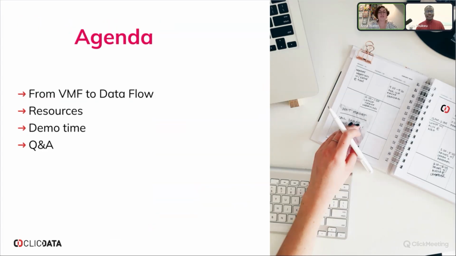Okay, so on the agenda, first of all, we're going to talk about how and why we move and when we move from VMF to data flow and what it is we're talking about. Then we're going to talk about all the resources that are available for you to use to do that, and some tips for organizing, etc. And then we have time for a demo for different use cases where you can see how to do this transition, and then time for some questions at the end.